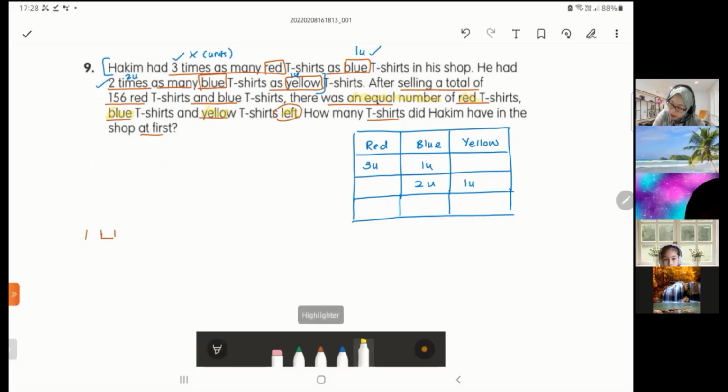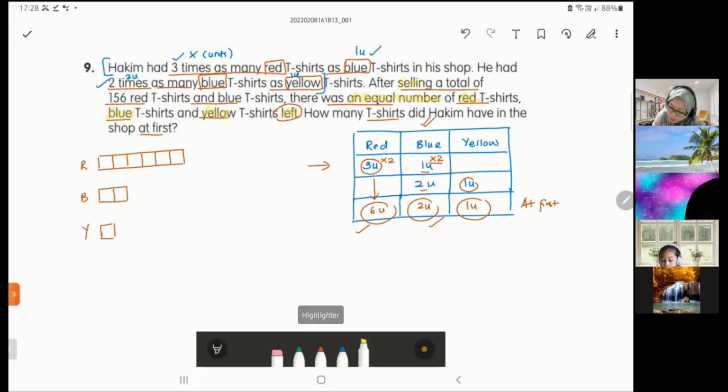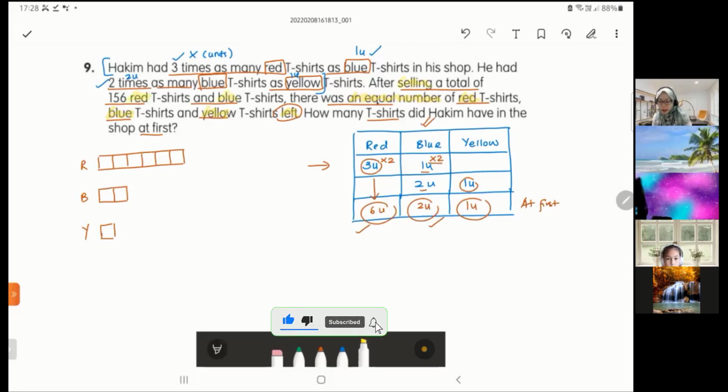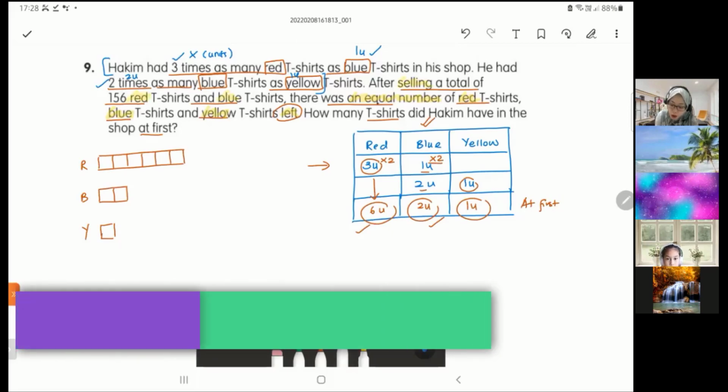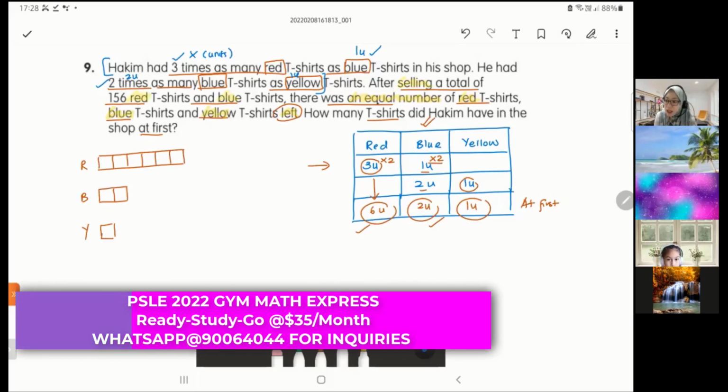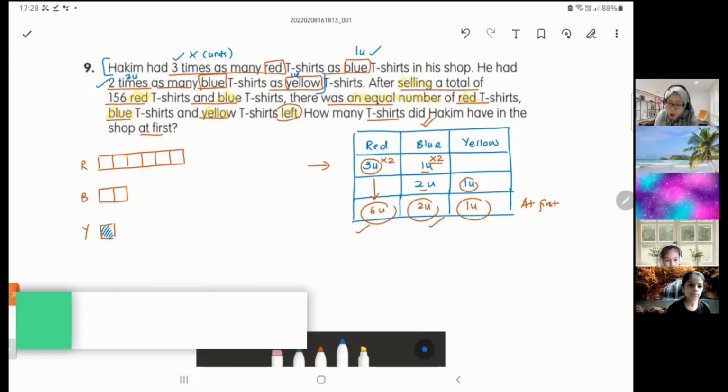Then I know that after selling, what did they sell? After selling a total of 156 red and blue, they sell red and blue only. They didn't sell the yellow. So the yellow remains as it is. The yellow is this one, no change.